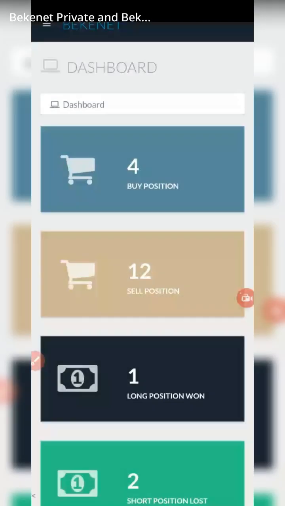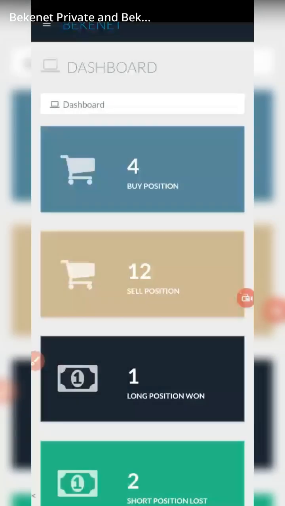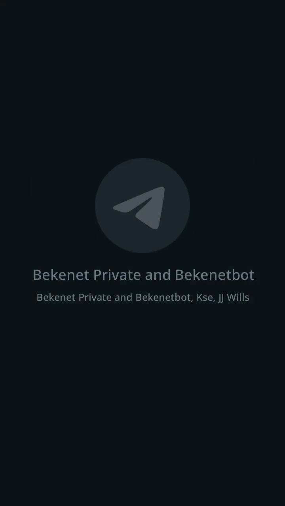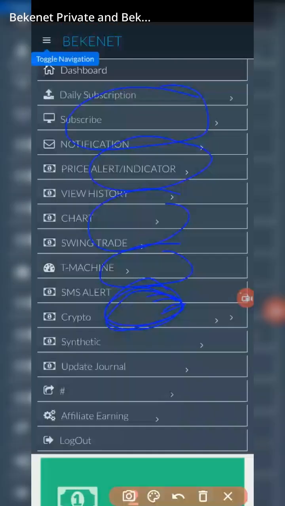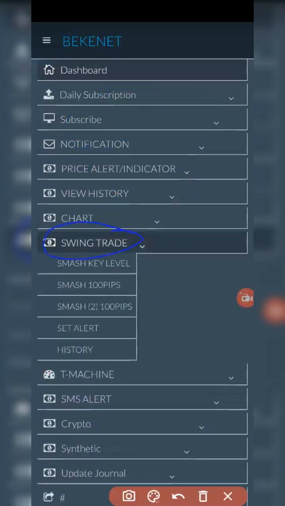You don't need any physical knowledge about that one. That is what we call the Smash 100. Anybody can use it. So for Forex, you have it here. This is for Forex. It's the same principle with all of them. Just click here. You get it. There are 2 here.